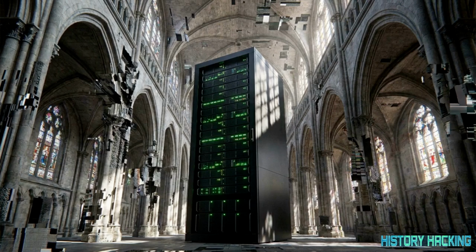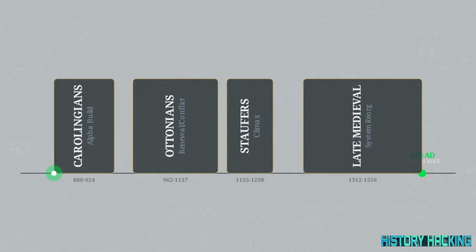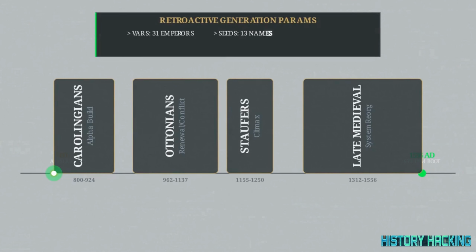The theory proposes that the operating system of our reality actually went online during the Renaissance. To give the newly booted world context, and to give its populations a reason to exist, the system had to retroactively generate hundreds of years of fabricated backstory.